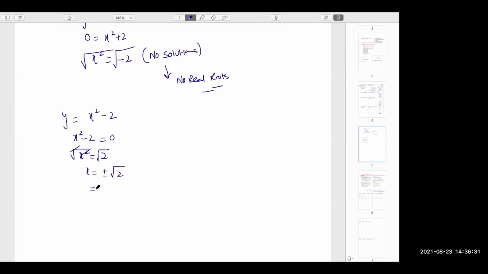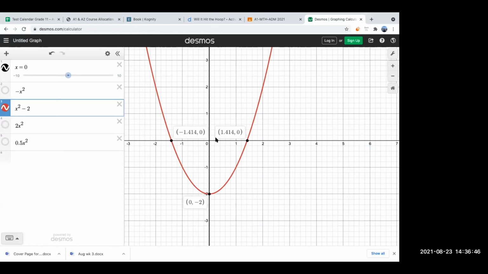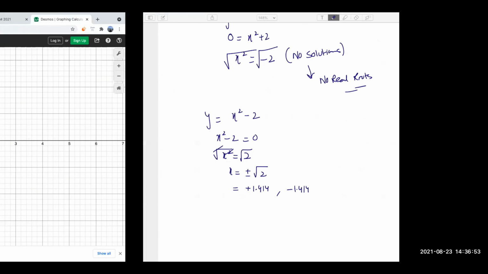Now if you just take the value out from your calculator, for square root of 2 it's an irrational number, so square root 2 की decimal value is going to be 1.414, ठीक है, and minus 1.414. Now you can see on your graph के these are the x intercepts. अब roots exist करते हैं क्योंकि ये graph x axis को cross कर रहा है, ठीक है.